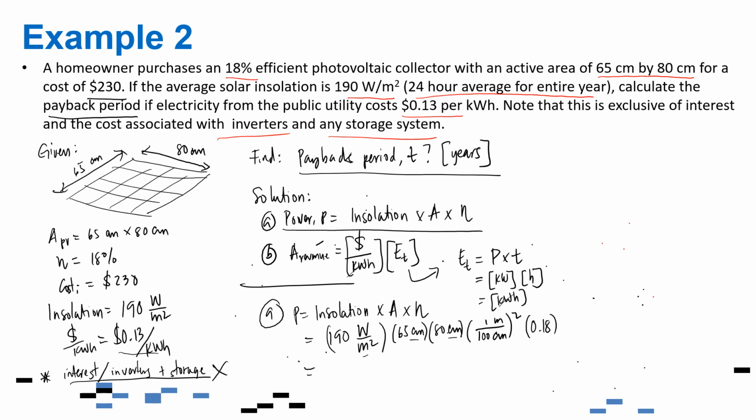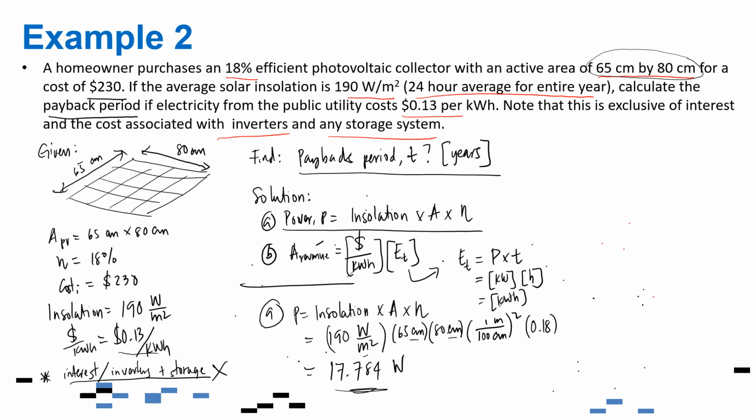So we have the power of 17.784. So what is the unit? Watts. All right, so this is 17.784 watts. So this is just a very small system, because as you know, if you look at the problem here, it is 65 centimeter by 80 centimeter of PV collector. So the output power is also only around 18 watts.